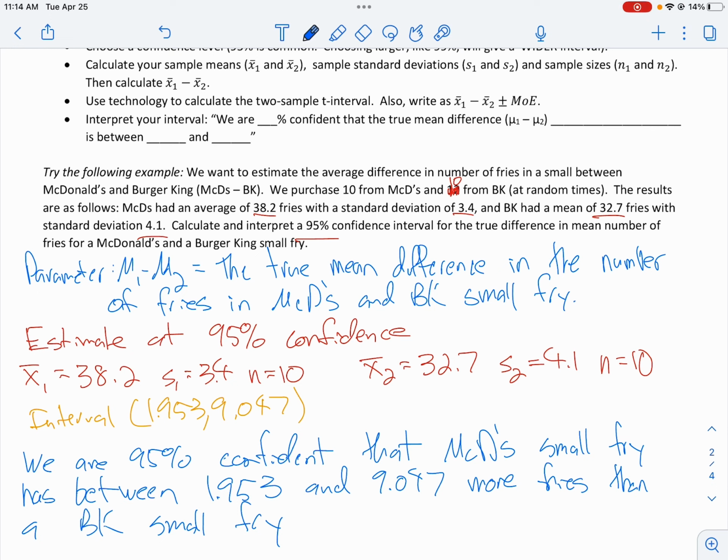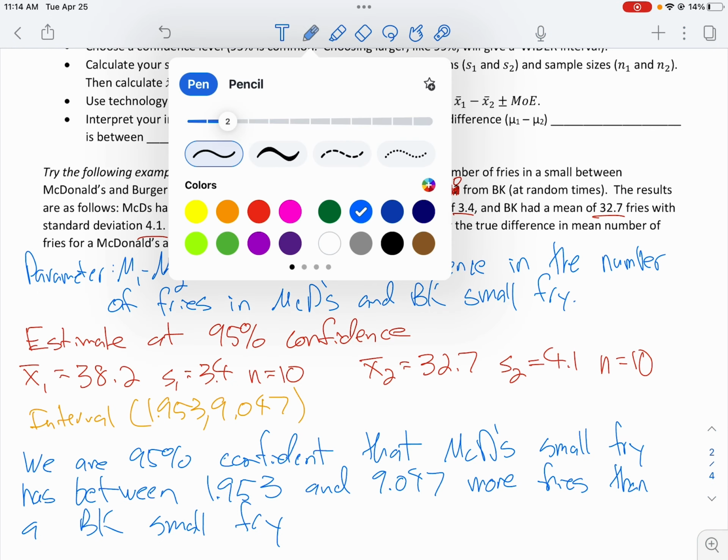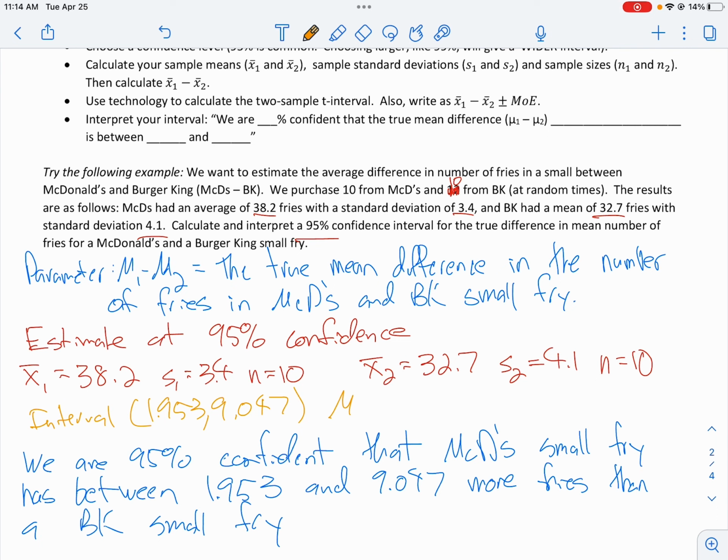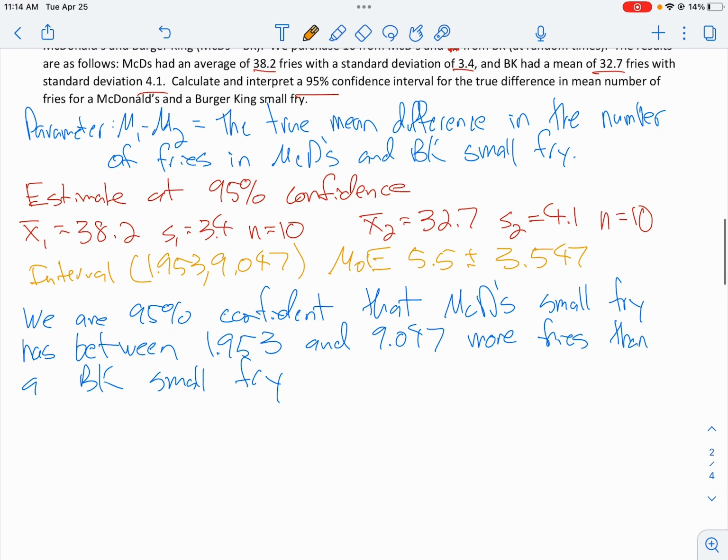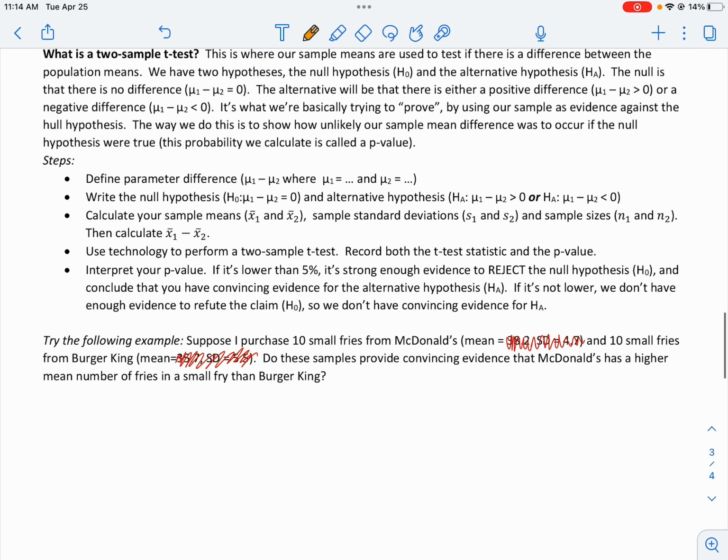Okay. And then our margin of error, subtract those, we get what, 5.5, and then it's plus or minus 3.547. And then, like I said, continue down using that same data down here.